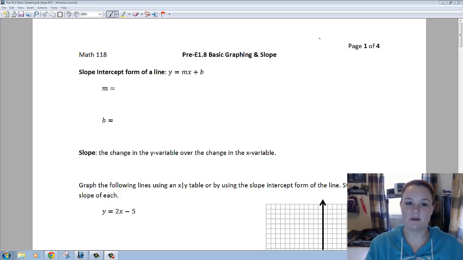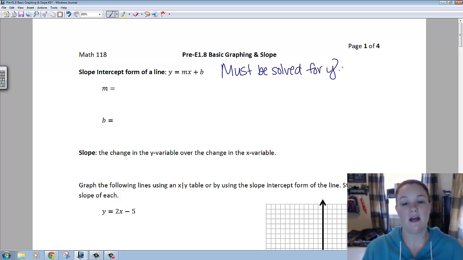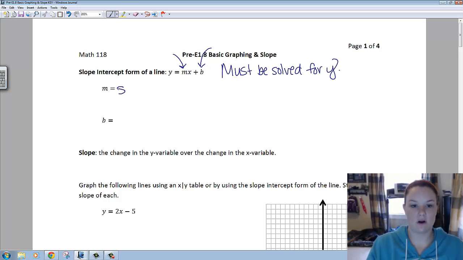So the first thing we want to talk about is slope-intercept form of a line, which looks like y equals mx plus b, okay? It must be solved for y. To be in slope-intercept form, it has to be solved for y. Now, once it's solved for y, there's two things we're interested in. The first one is the coefficient on the x variable, this m, and the other is our constant term, which is this b.